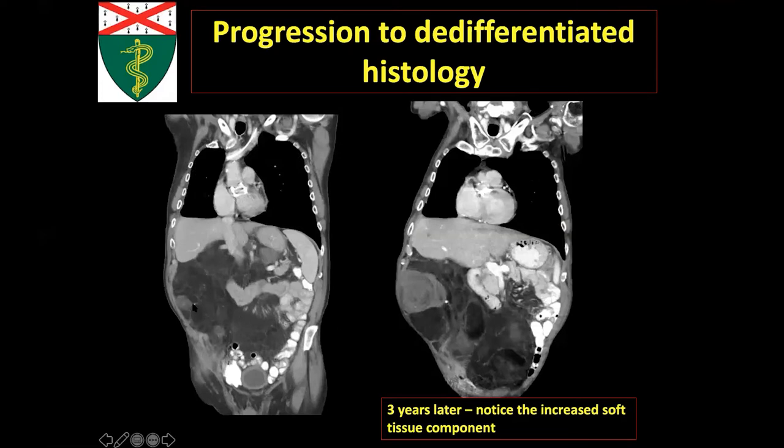So typically when I'm looking at well-differentiated liposarcomas on the surveillance imaging, I'm not so much looking at the fat as looking at the soft tissue components and seeing how they're doing over a period of time.